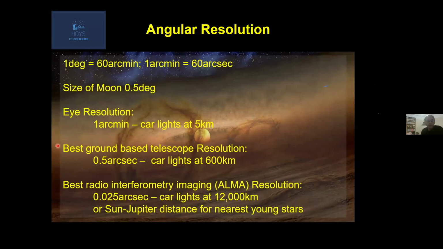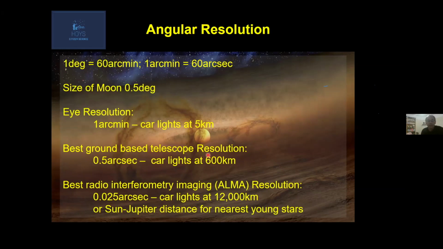So if you compare this to the best ground-based telescopes, where the resolution is about ½ an arc second, that means with something like Subaru, that 8-meter telescope or 10-meter telescopes, you can see if there's two lights on your car or one for up to 600 kilometers away.